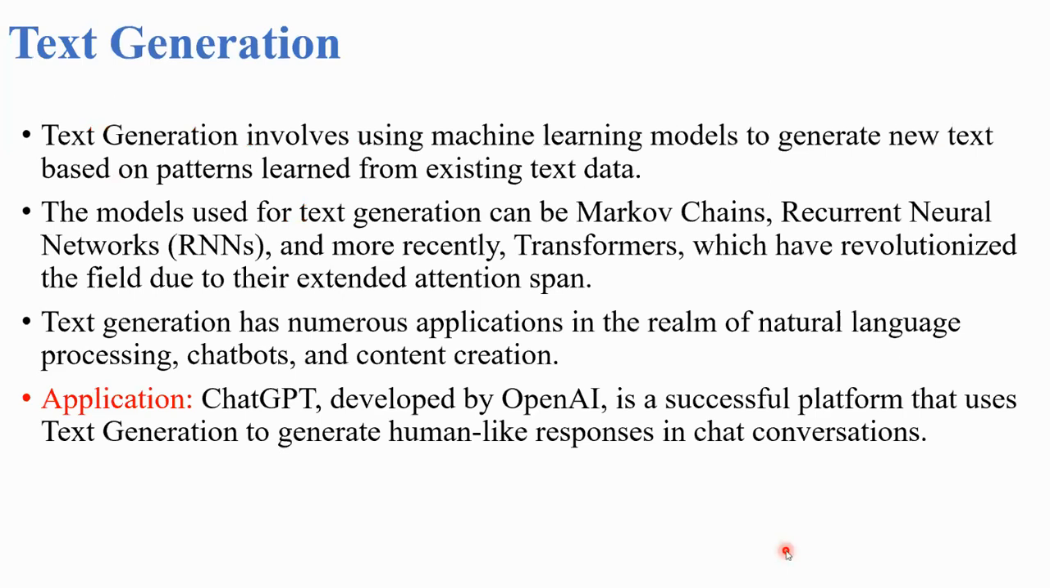So I have text generation first. You are going to generate new text based on patterns from the existing text data. For text, I told you already that autoregressive models will be used. Apart from that, you have RNN, recurrent neural networks. And nowadays they have used BERT transformer models also. BERT has arrived as a transformer model, so with the help of transformer models also, you can go for that.